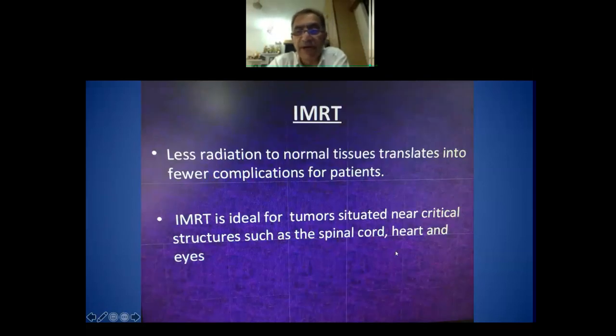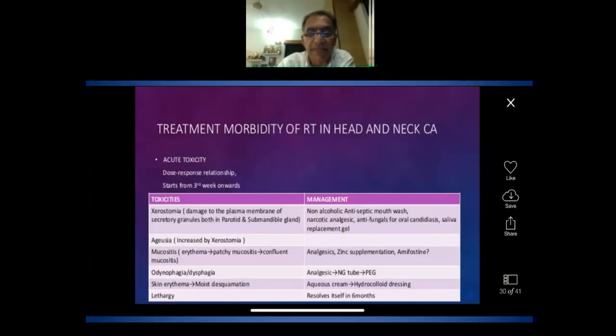So ultimately what happens is, because you are able to achieve this, you are able to deliver less radiation to normal tissues, and thereby your complication rates are reduced. So this IMRT is ideal for tumors situated near the critical structures such as spinal cord, heart, and eyes. So these are all the treatment-related morbidity which we normally come across.